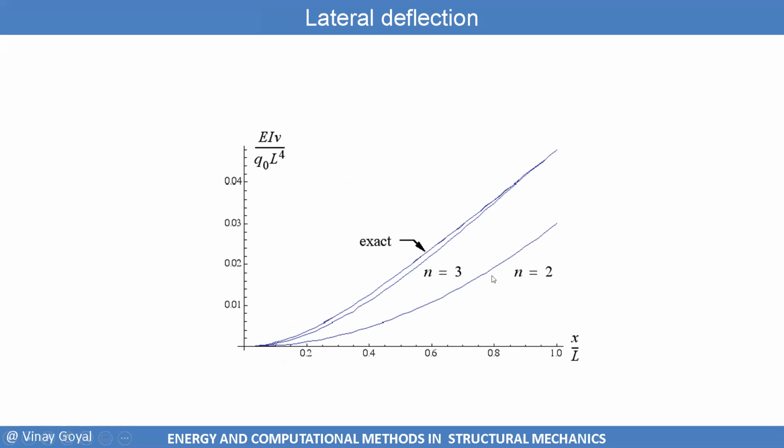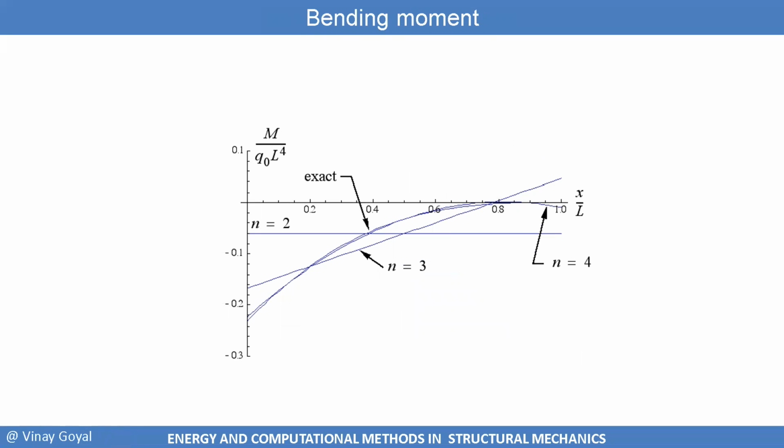The lateral deflection for n equals 2 is here, but n equals 3 looks really nice. Look at how that n equals 3 solution gets really close to the exact solution. But when I look at the bending moment diagram, the exact solution is this one here. Look, n equals 3 doesn't look that good. And n equals 4 looks much better, right? But n equals 3, not that good. n equals 2 is a straight line, right? And if you plot the shear, things go really, really bad.